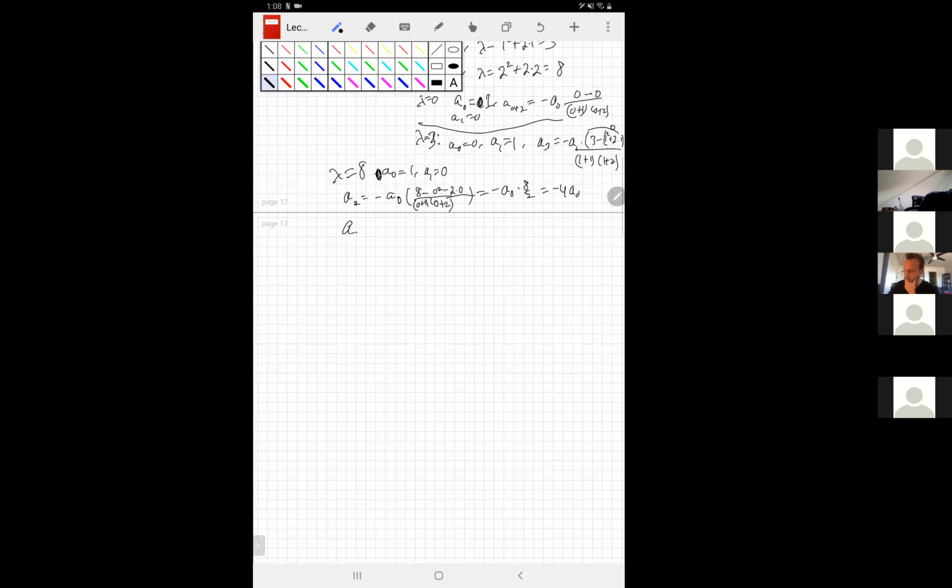Then we check and see, okay, what's a4? Well, a4 is going to be minus a2 times 8 minus 2 squared minus 2 times 2 over 2 plus 1, 2 plus 2. It's 8 minus 4 minus another 4, which is 0. So the polynomial terminates there.